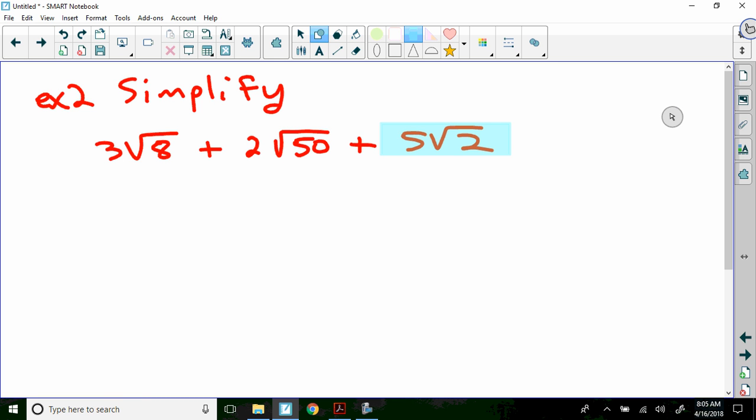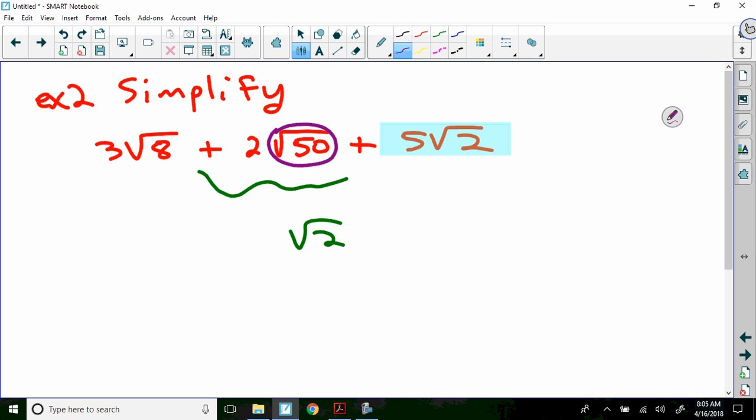Anybody ever lead off of a base when you're playing baseball or softball? It's kind of like the same thing. Because of that rad 2, I'm assuming that this is probably going to end up being some kind of rad 2 also. Maybe it's not, but I'm guessing it is. So let's look at this rad 50. What's that going to turn into? That's 25 and 2. That's really rad 25 times 2. And we know what the square root of 25 is. That's 5. So that ends up being a 5 rad 2. Just the rad 50 ends up becoming a 5 rad 2.